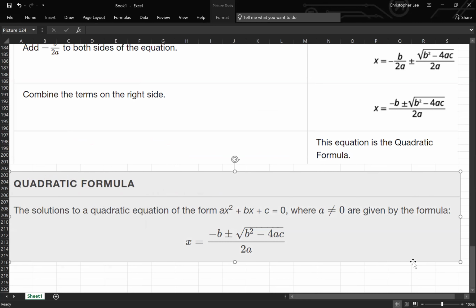Okay, quadratic formula. So the solutions to a quadratic equation of the form ax squared plus bx plus c is equal to 0, where a does not equal 0, is given by the following formula. So x is equal to negative b plus or minus the square root of b squared minus 4ac, all divided by 2a.